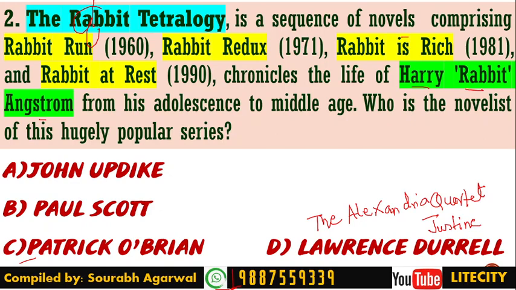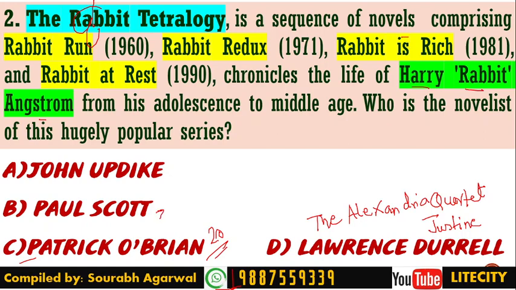The name of the most famous among these books is Justine. If we talk about Patrick O'Brien, he is the author of the Aubrey-Maturin series. These are basically sea novels, set during the Napoleonic Wars, centered on the friendship of English naval captain Jack Aubrey and Irish captain Stephen Maturin. There are more than or maybe exactly 20 novels. Master and Commander, the first novel, is very famous.